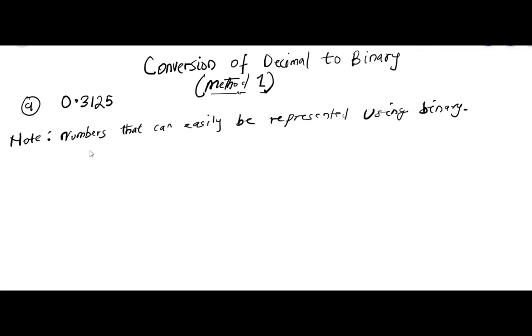But before we proceed, there is something I want to show you. Here I have numbers that can easily be represented using binary. This will help you in solving any equation or any conversion from decimal to binary. It's really helpful and it will help to improve your speed. Okay, so without wasting much time, let's write those numbers.